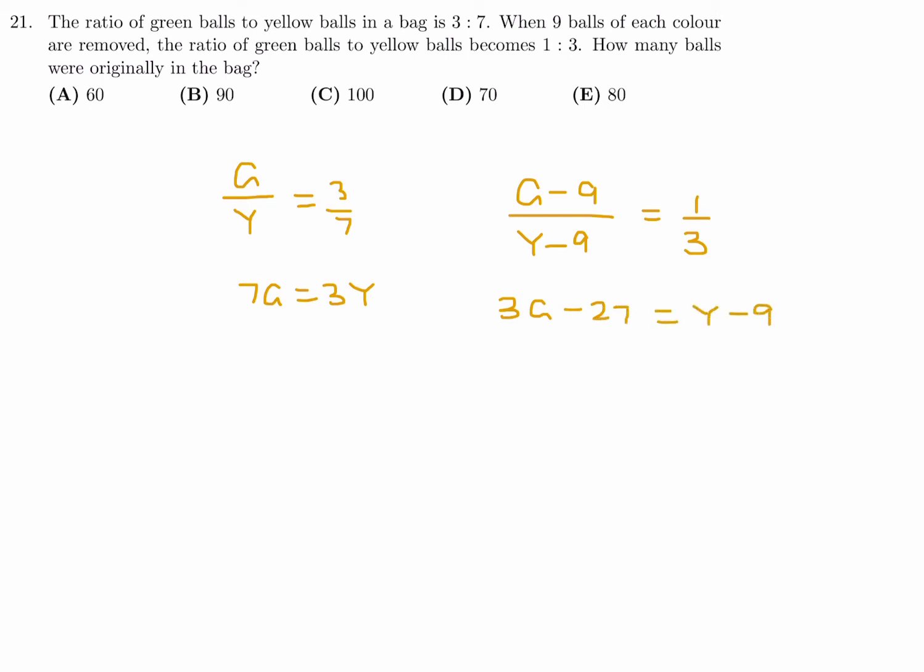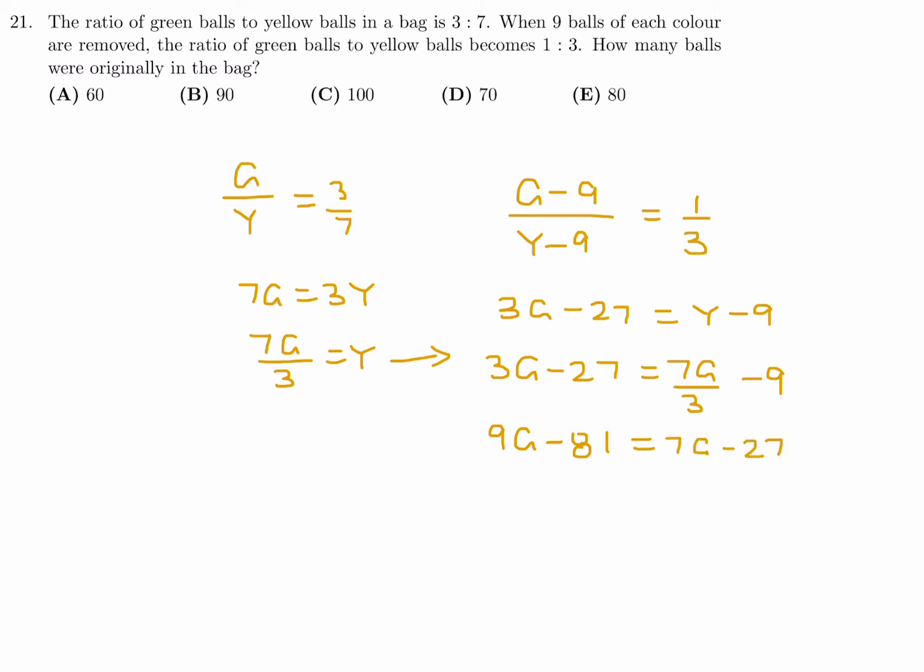Let's isolate for one and substitute. So we can say that 7g over 3 is equal to y, and then substitute that in that equation. So this will be 3g minus 27 is equal to 7g over 3 minus 9. And if we multiply through by 3 to get rid of the fraction, we have 9g minus 81 is equal to 7g minus 27. So that means 2g is equal to 54, and therefore g is equal to 27.